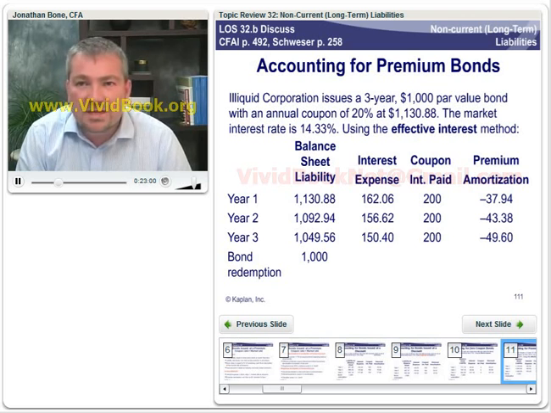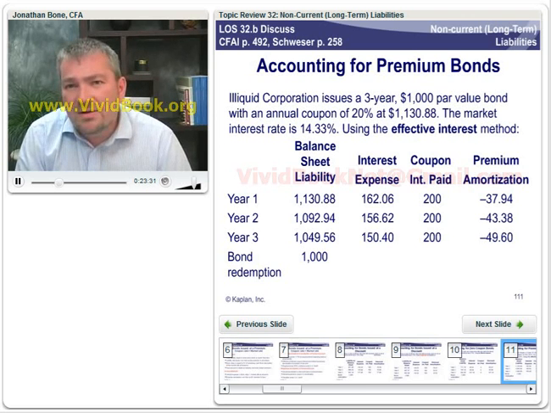And of course, deducted from the liability to give us a liability at the end of year 2, beginning of year 3, 1,049.56. 14.33% of that, 150.40, compared to the coupon of 200, gives us amortization of negative 49.60. Okay, reduce the liability by 49.60, and the bond is now at par. Again, the small rounding difference of 4 cents is due to rounding errors in this particular example.